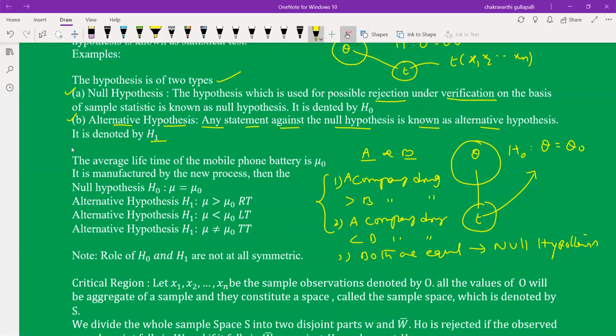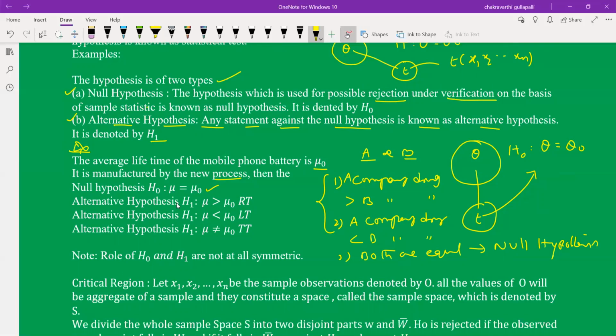Here is an example. The average lifetime of a mobile phone battery manufactured by the new process is mu naught, a specified value. Then the null hypothesis is H0: mu equals mu naught. The old process already exists, and recently a new process was found. Using the new process, the average lifetime of the battery is mu naught. Now we have to test this. This is the null statement: the average lifetime of the mobile phone battery from the new process is mu naught, mu equals mu naught. This is called a simple hypothesis.